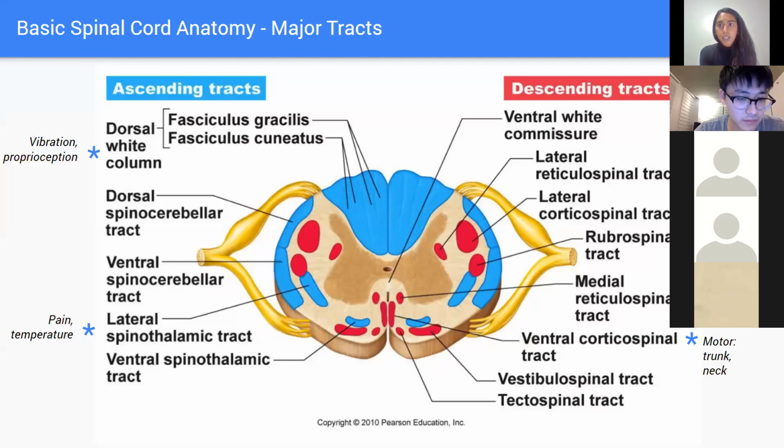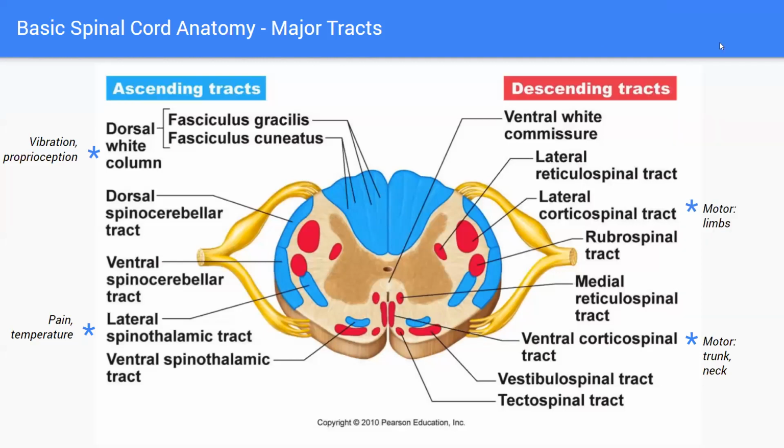So one of the most important things, especially for the spinal cord and the peripheral nervous system, is really the anatomy. Knowing the basic spinal cord anatomy with a cross section is absolutely critical to really understanding the pathologies that can occur with spinal cord involvement.